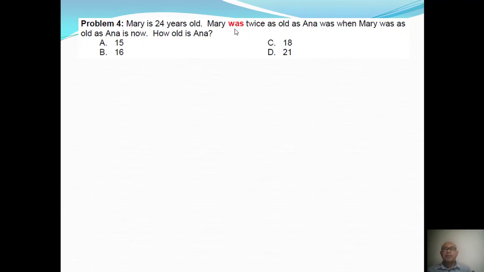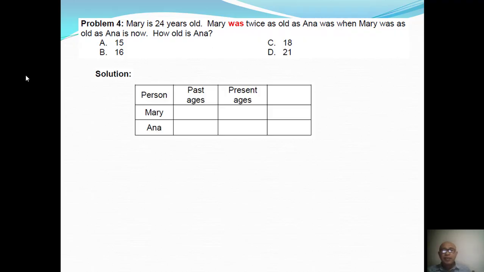So the statement now, or the problem, is: Mary is 24 years old. Mary was twice as old as Anna was when Mary was as old as Anna is now. How old is Anna? Okay. So again, start with the representation. So how will we represent? Mary is 24, same. How old is Anna? x.